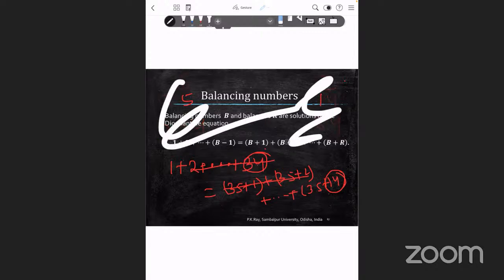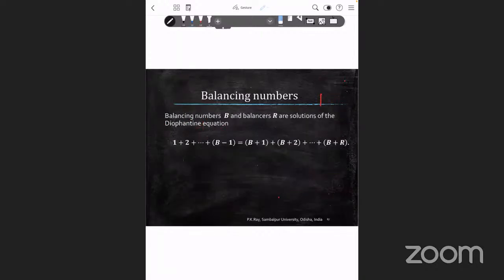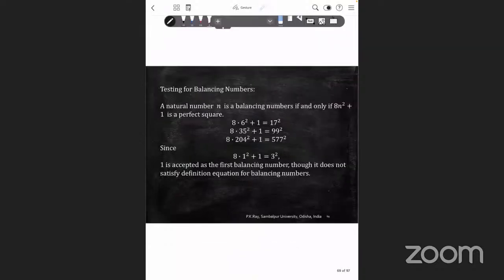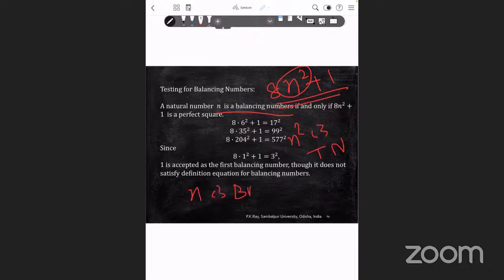These balancing numbers come from the definition directly. That is the solution of this Diophantine equation. But there is a test for balancing numbers. How do we know that a natural number is a balancing number? Any natural number n is a balancing number if and only if n square is a triangular number. If you remember the definition that I told you in the first part of this talk, n is a triangular number if 8n plus 1 is a perfect square. Now n is a balancing number if 8n square plus 1 is a perfect square. It means that n square is a triangular number. So n is a balancing number if and only if n square is a triangular number. This is the definition now.